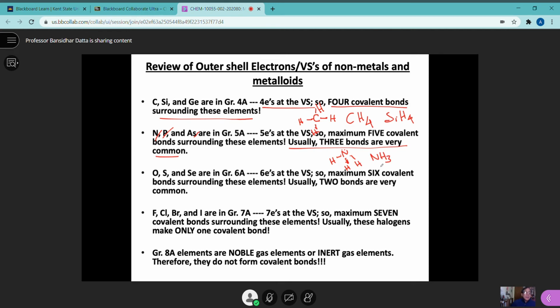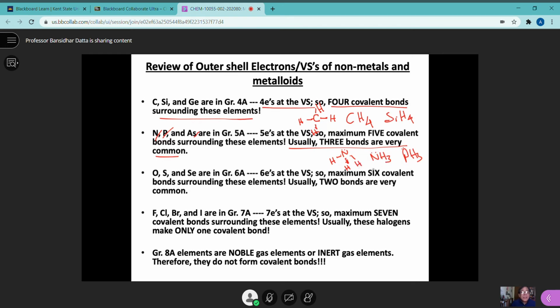Same thing, you can make PH3. This is called phosphine, PH3. You can also make the same thing with arsenic, the arsenic trihydride, AsH3. Same way, exactly the same way. You have a lone pair there.